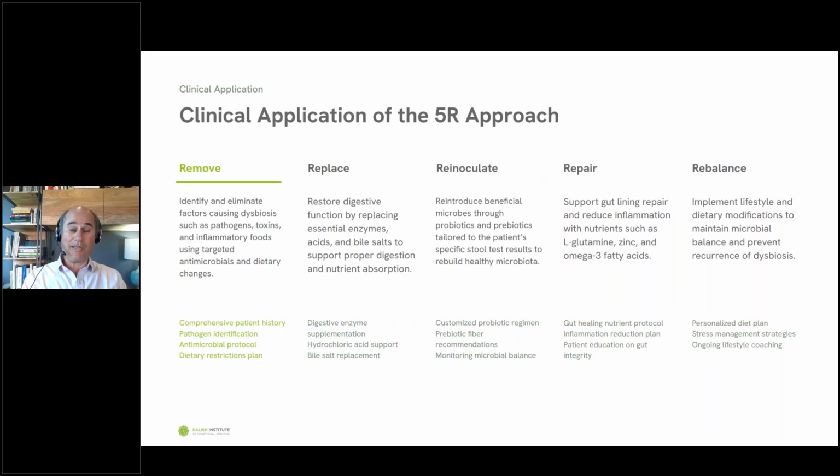You need a model. There's the 5R model: remove, replace, reinoculate, repair, rebalance. I was joking the other day that my whole practice for the first year was 2 R's and an S, because I would remove and replace and then stop.